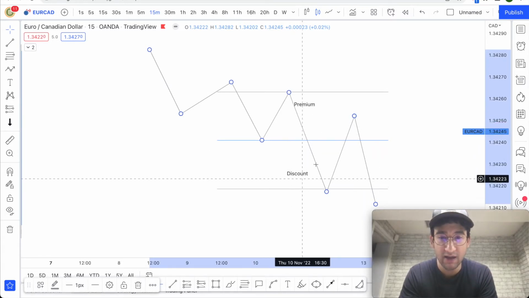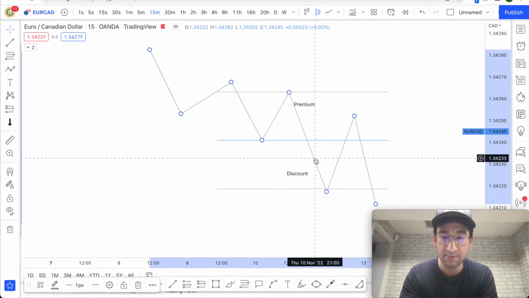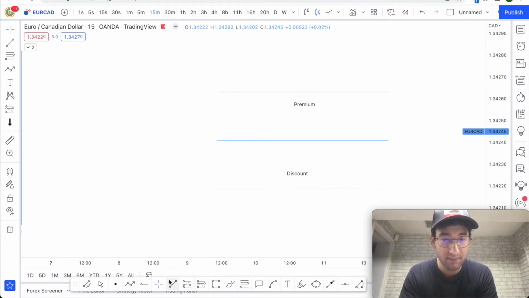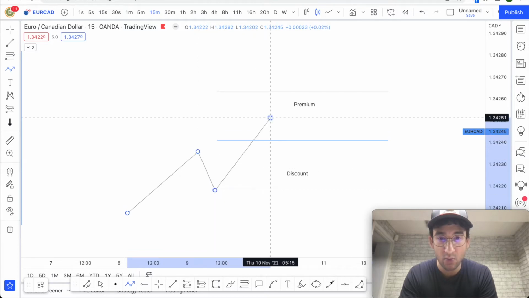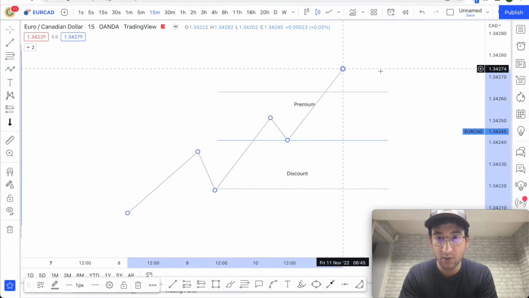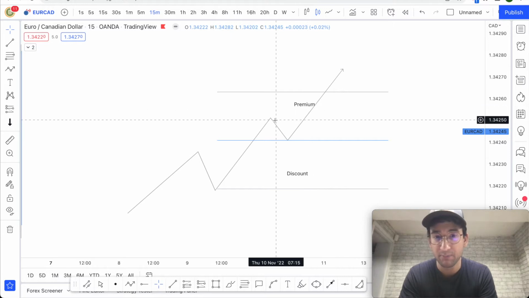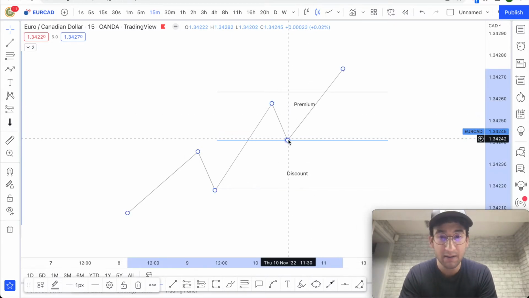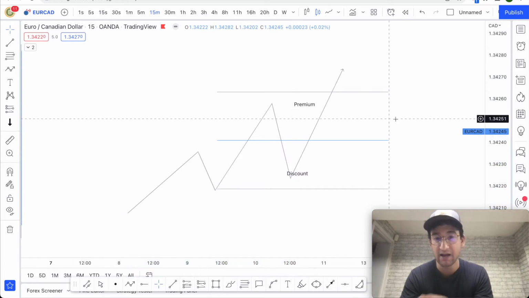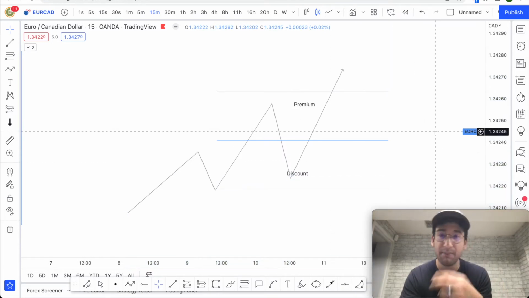Now, obviously, when we're going bullish, we don't want to be buying at premium, because why? You don't want to be buying at a premium. You want to be buying at a discount, because this gives us a better chance and a better opportunity to be in the market at a cheap price.